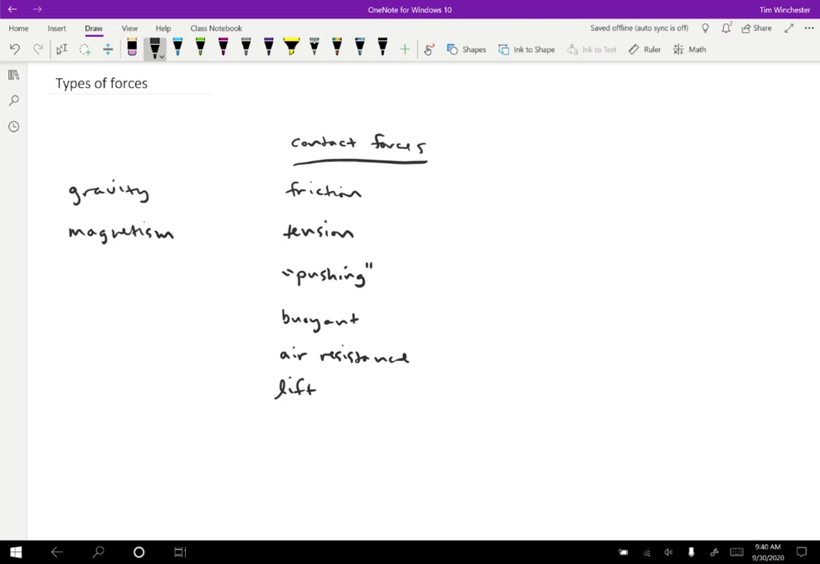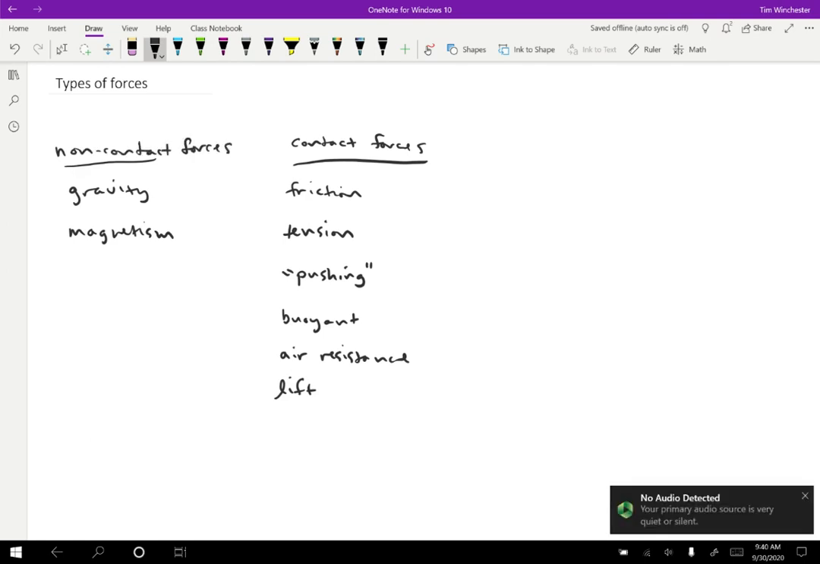Gravity and magnetism are a little different, though. Those are non-contact forces. Okay, so you can bring a magnet near to a paperclip and the paperclip will jump towards the magnet. The reason is because it's experiencing a force even at some distance. So non-contact forces do not require objects to be touching. Contact forces do. And the reason why this is so helpful is because this will help you identify what the force is exerted on and what the force is exerted by.